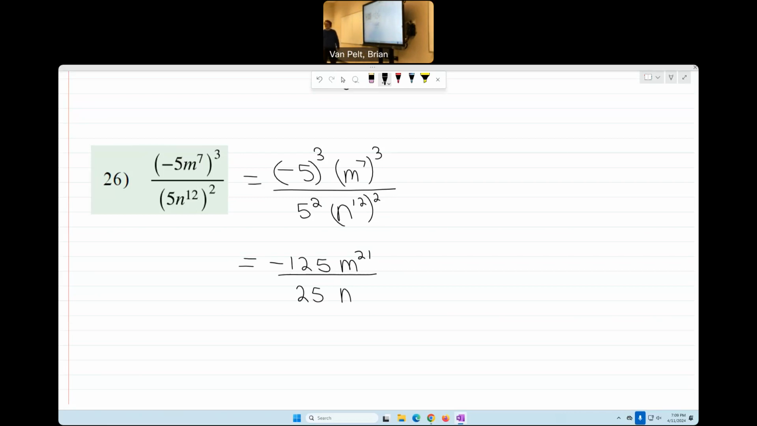What's going to be that exponent down in n? What'd you say? So 25, 24, and then 2 times 12, which is 24.